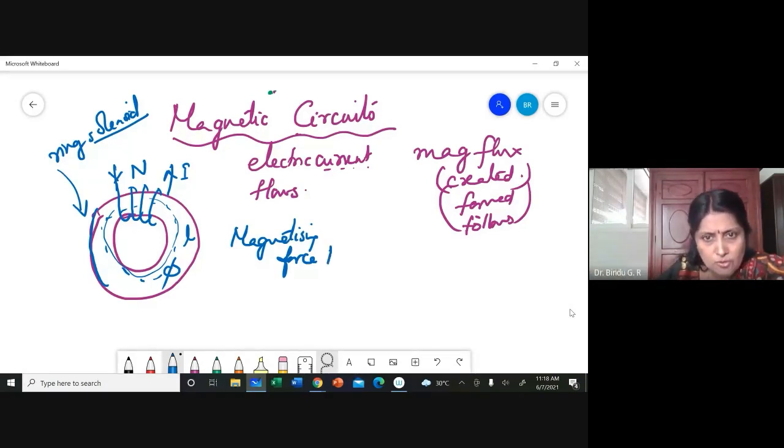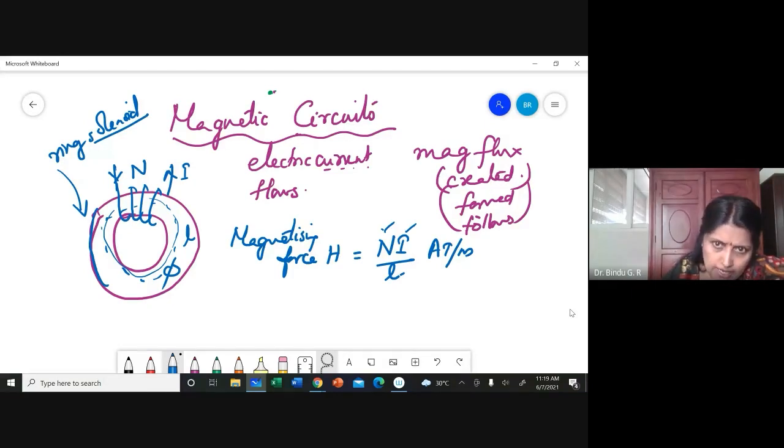So magnetizing force H is given by Ni by L, unit is ampere turns per meter. Naturally, ampere turns per meter, since L is in meters. So magnetizing force H is equal to Ni by L. Now, flux density in the toroid. Flux density is usually denoted by B. I'll be giving you notes on this, but just take down some points.